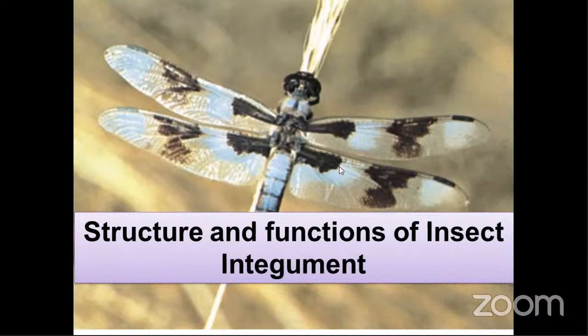The integument forms the skeleton of the insect body. It also provides an area for muscle attachment. It gives protection from desiccation: in dry conditions evaporation takes place, and the insect wants to conserve moisture, so the body wall protects against desiccation.